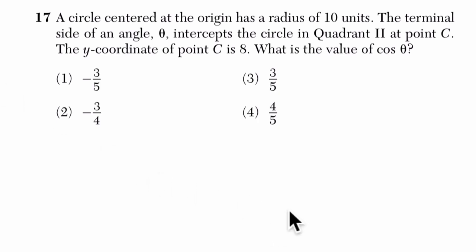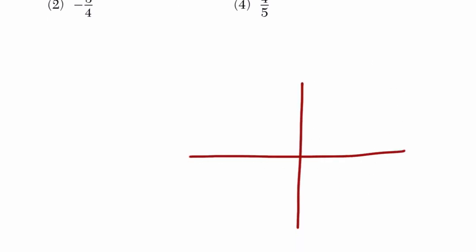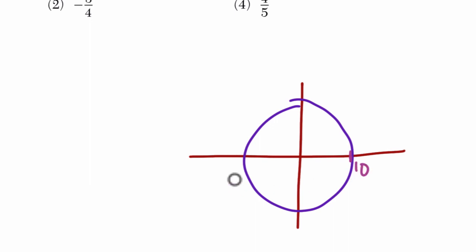Okay, so we're told here that a circle centered at the origin has a radius of 10 units. So I'm going to draw my axes real quick, do a little sketch of a circle. So, got a circle, and we're told that the radius is 10. So this is 10 right here. And it's centered at the origin, the point 0, 0.